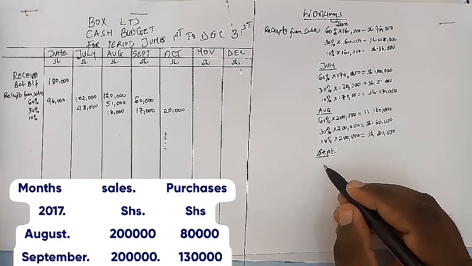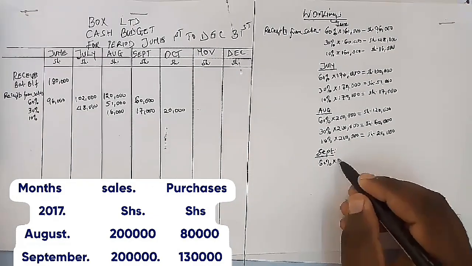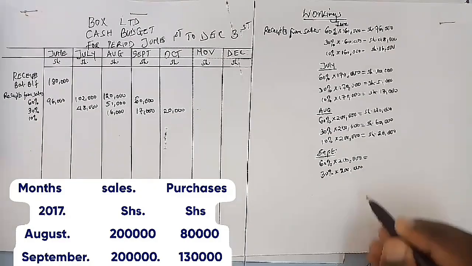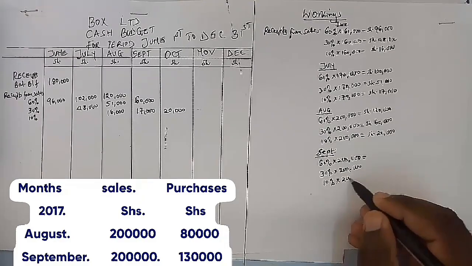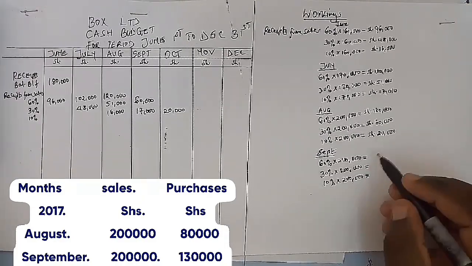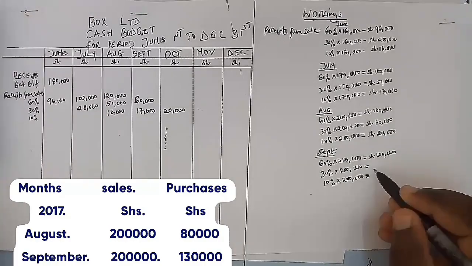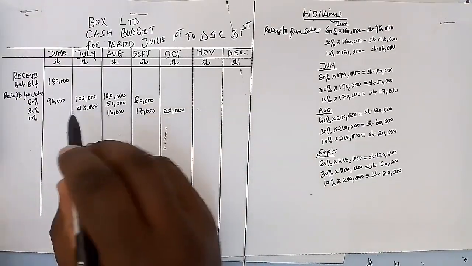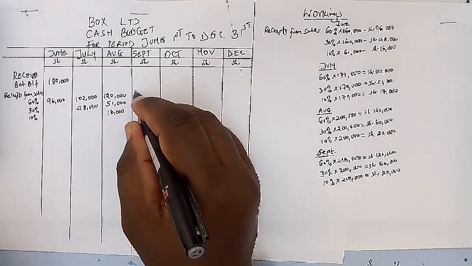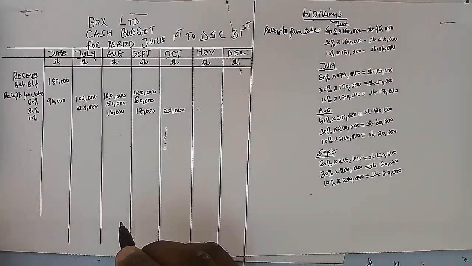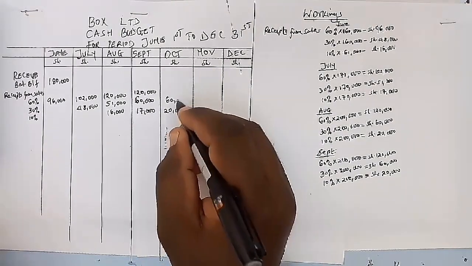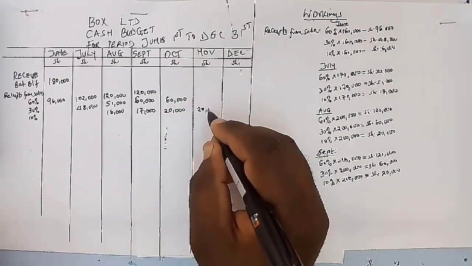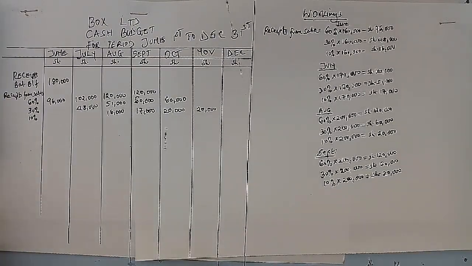The sales were also 200,000, so 60% of 200,000, 30% the following month, 10% after 2 months. So this one will be shillings 120,000, shillings 60,000 here, and this one shillings 20,000. So for the sales of September, 60% received the same month, so here we write 120,000. 30% the following month, October, shillings 60,000. The 10% after 2 months, that will be the month of November, 20,000. Let us go to the month of October.